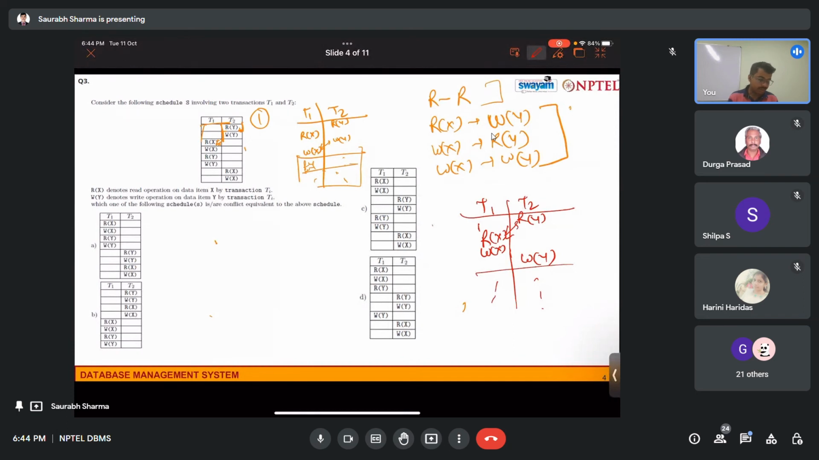Rx with Rx and Wx with this Ry, because these two operations are mutually exclusive, non-conflicting, and same for Wx also. It is happening on X and it is happening on Y. So I am just skipping the step and writing the next one. So T1, T2, Rx, Wx, Ry, Wy, and next 4 onwards.